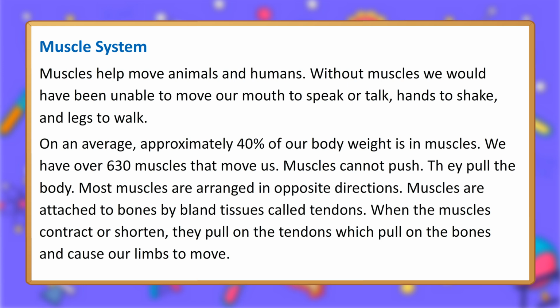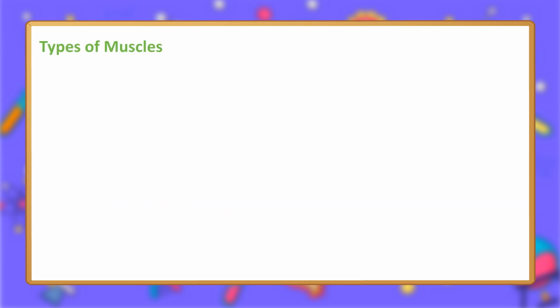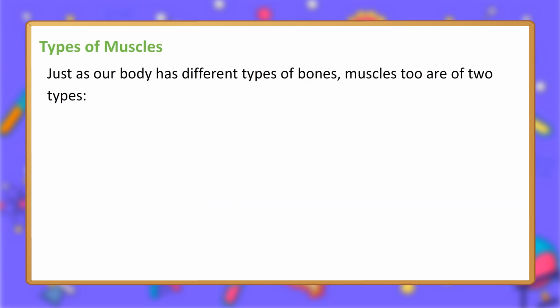Muscles cannot push. They pull the body. Most muscles are arranged in opposite directions. Muscles are attached to bones by blend tissues called tendons. When the muscles contract or shorten, they pull on the tendons which pull on the bones and cause our limbs to move.